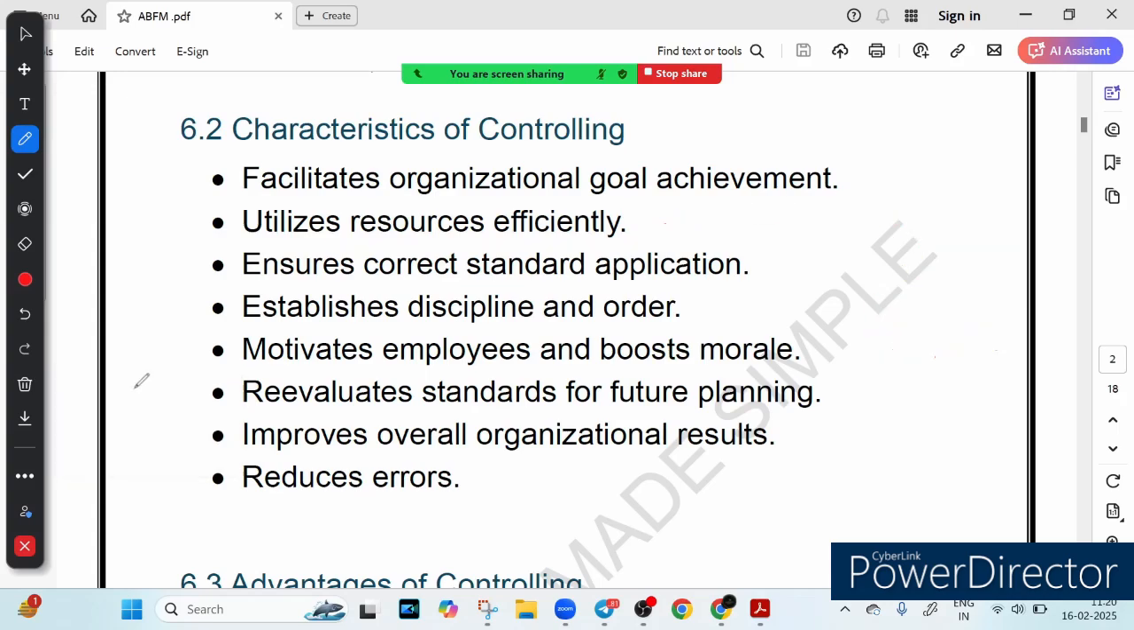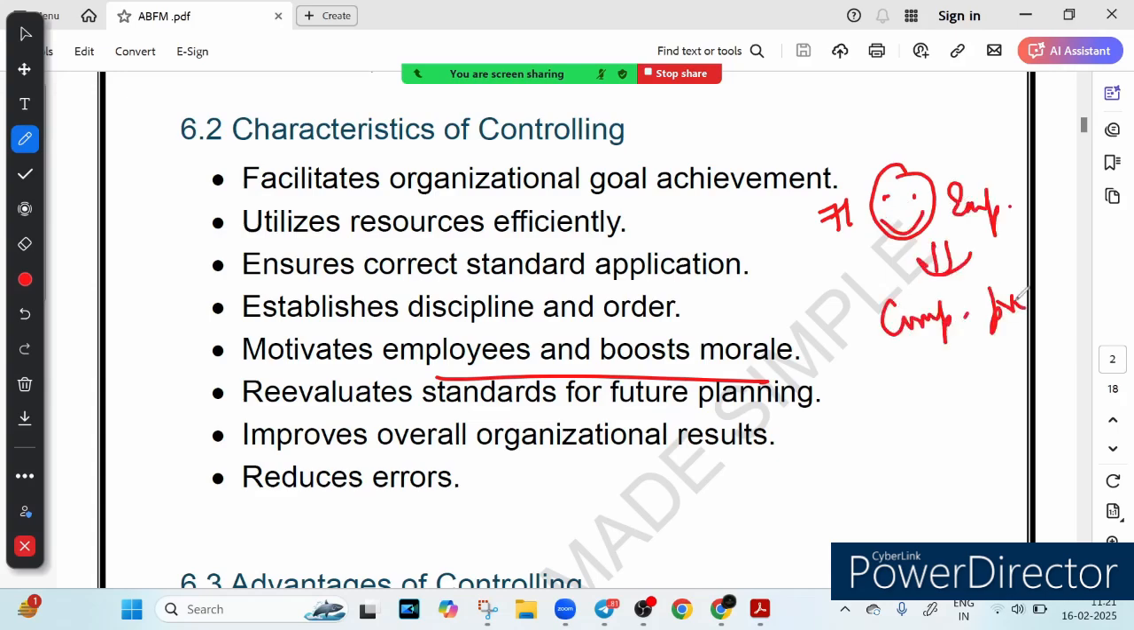Okay, the third point is that it boosts employee motivation, right? What it means is that when there is a clear system, employees feel more confident and perform better. So clearly, if happy employees are there, it means our company is productive, right? So that is the point.